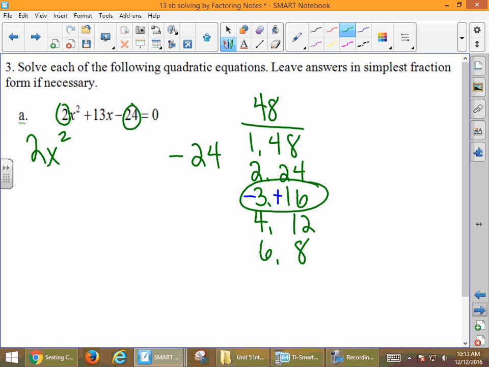And then, do you want to put 3 first, or do you want to put 16 first? It doesn't matter to me. 3 first. And it doesn't matter. If you put the 16 first, you should end up with the same factors as I do in the end. They might be in a different order, but they'll be the same factors.